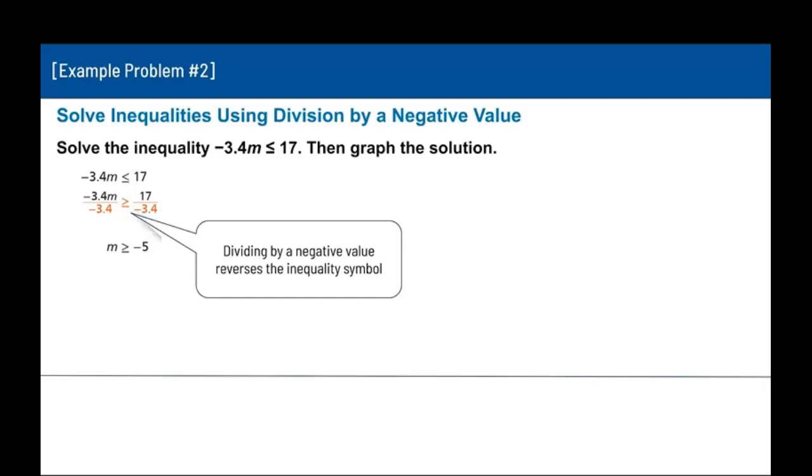Thus, instead of being less than or equal to, our m is greater than or equal to negative 5. So on our number line, we have negative 5 filled in, that dot filled in, and we are drawing an arrow to the right, indicating those larger numbers.